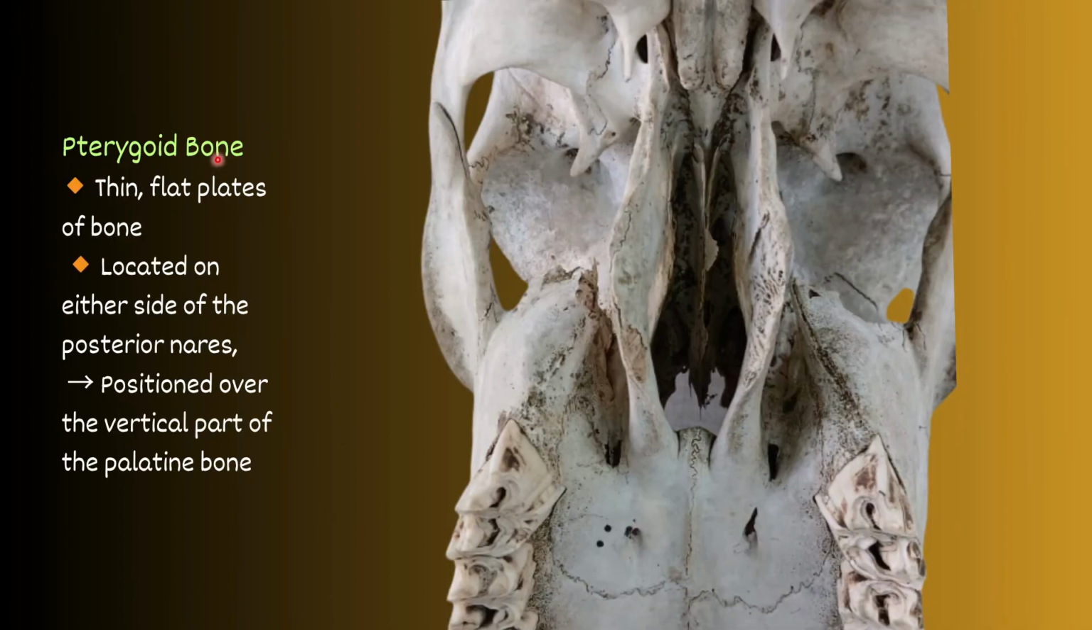Then the pterygoid bone. So this is the pterygoid bone. Just above the perpendicular part of the palatine bone, you will find the pterygoid bone. These are thin flat plates of bone located on either side of the posterior nares. Again, this is the posterior nares. On either side you will find the pterygoid bones present over the vertical part of the palatine bone. So this is the vertical, perpendicular part of the palatine bone, and above this you will find the pterygoid bone.